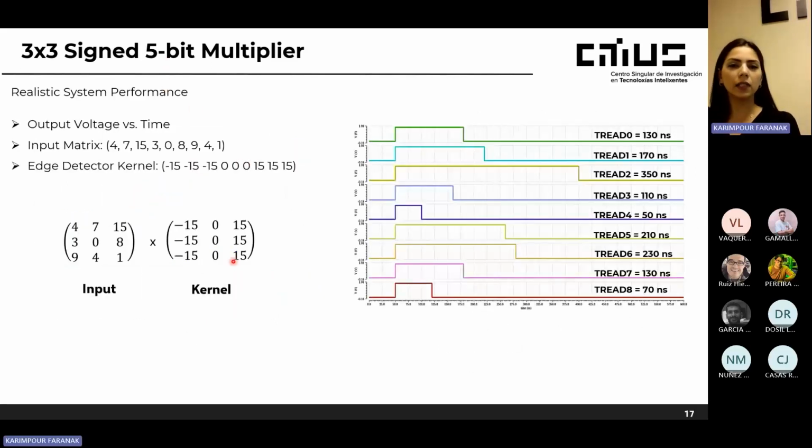This simulation provides a more realistic demonstration of the system performance in a 3x3 multiplier. Here we have, for example, the inner product between the input and the vertical edge detector kernel, and we can see that instead of having one input, we have 9 different inputs, denoted as 9 T-read.